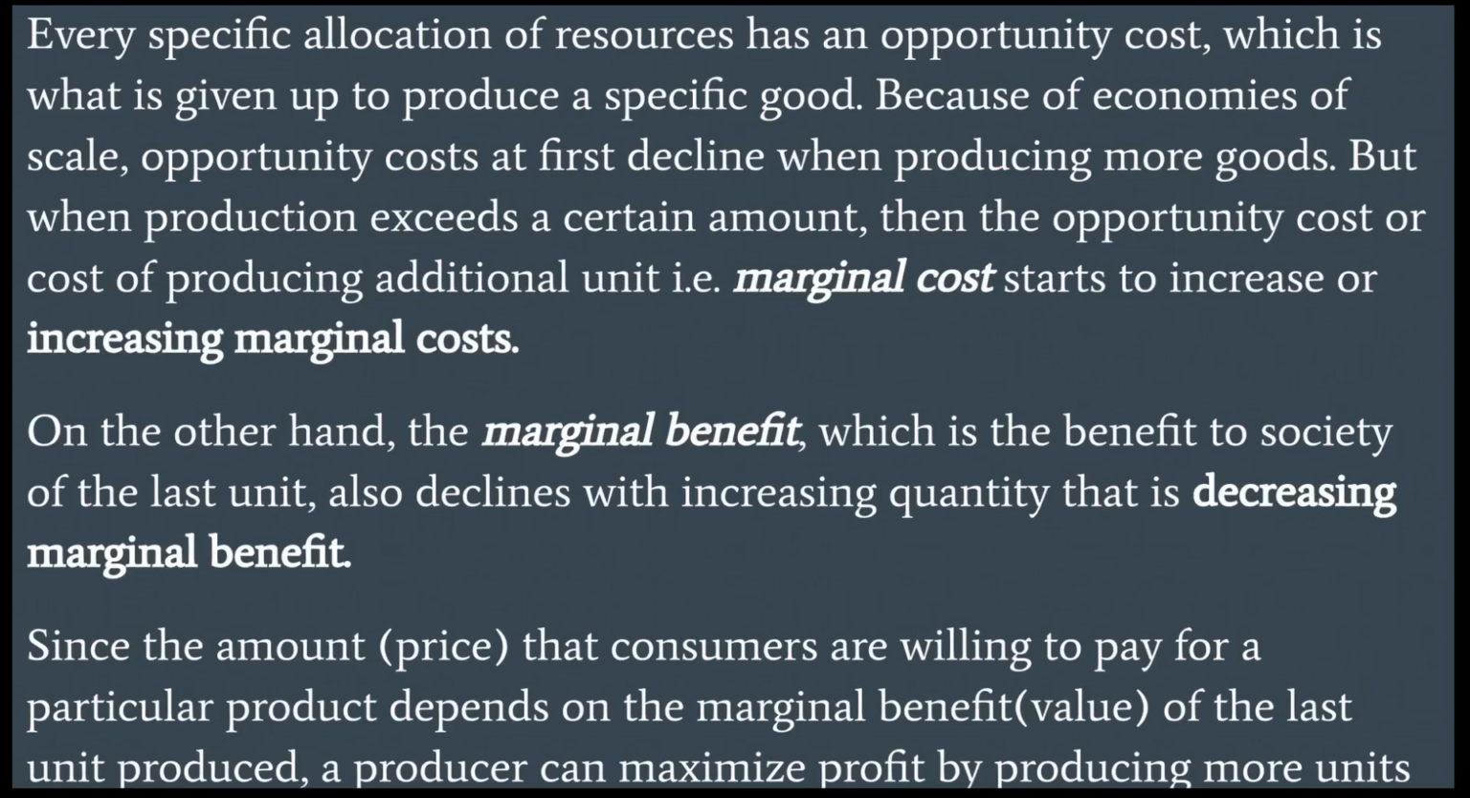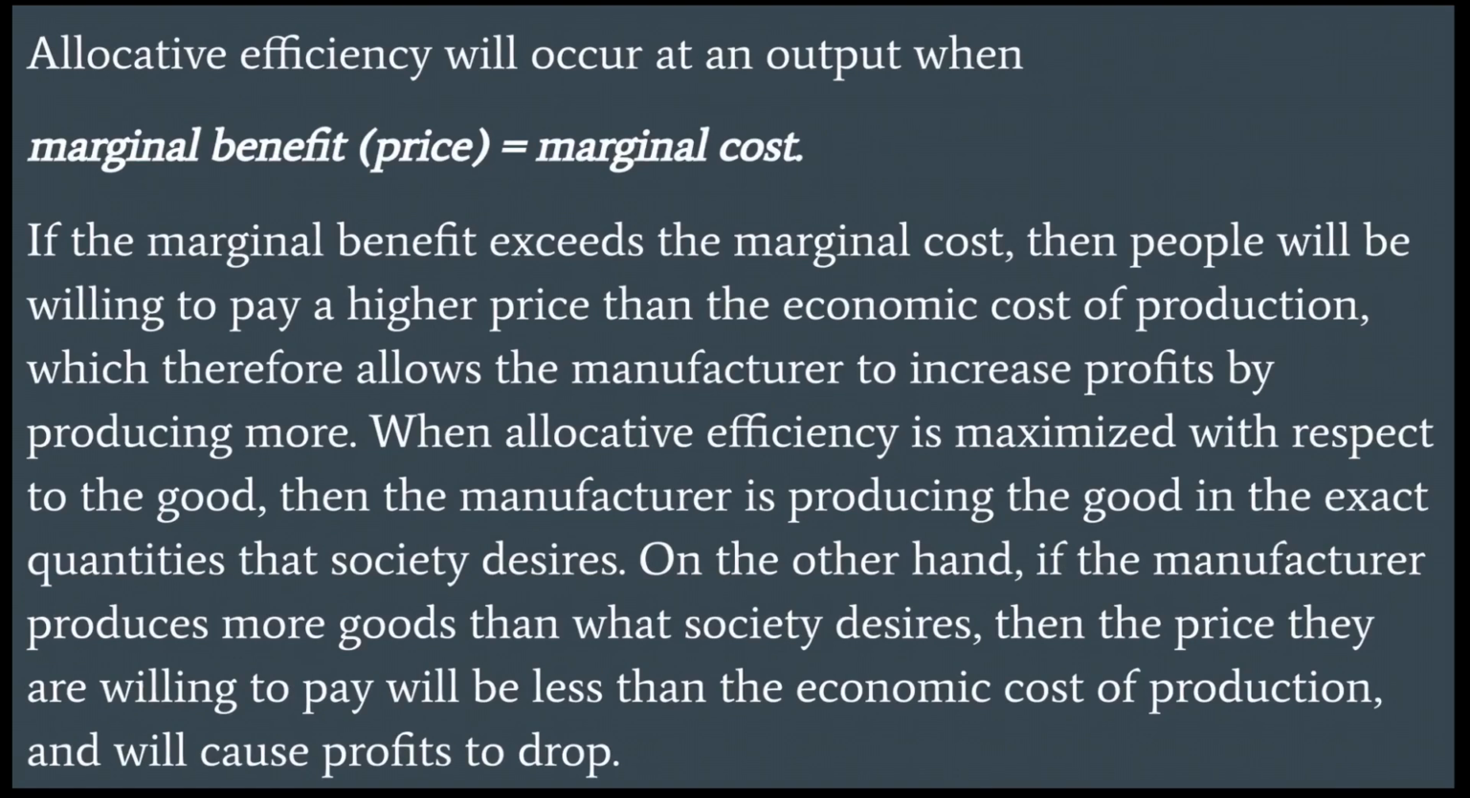Since the amount of price that consumers are willing to pay for a particular product depends on the marginal benefit or value of the last unit produced, a producer can maximize profit by producing more units. Allocative efficiency will occur at an output when marginal benefit or price equals marginal cost. If the marginal benefit exceeds the marginal cost, then people will be willing to pay a higher price than the economic cost of production, which therefore allows the manufacturer to increase profits by producing more.